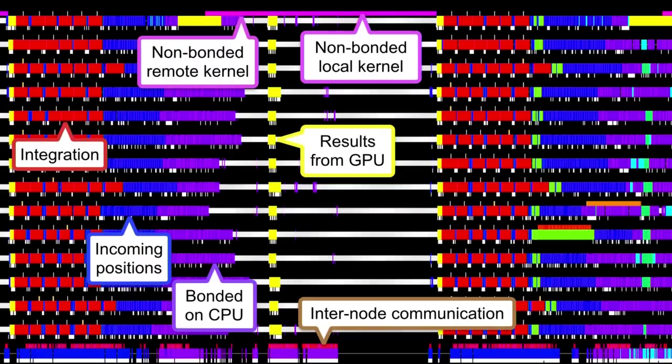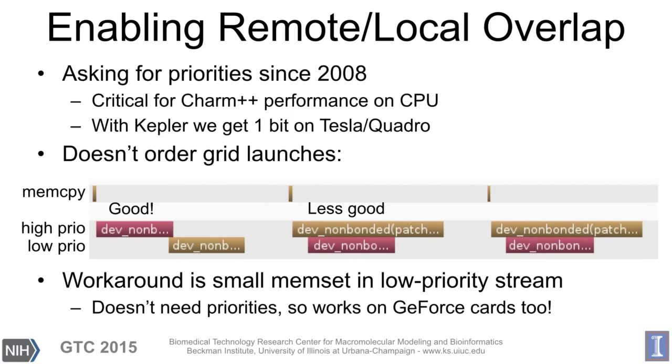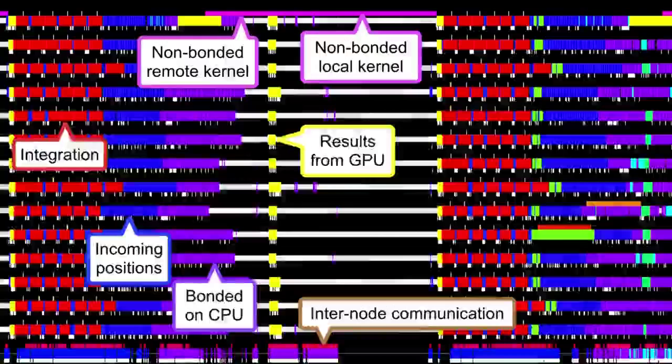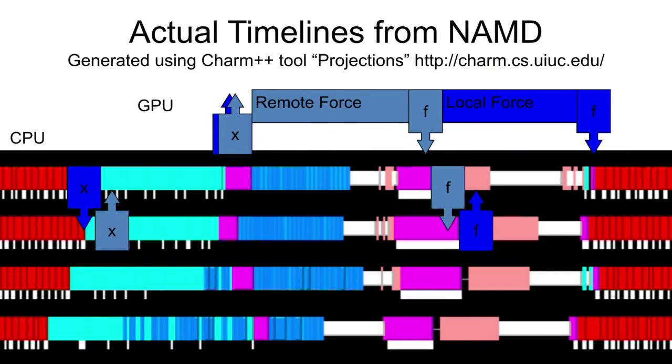The very bottom line on the graph is actually the communication thread. So it is not doing calculation. It is entirely dedicated to driving the network, sending and receiving messages from the node. Okay, so one of the little things in CUDA that was interesting is, so we want to overlap. We have the remote force kernel and the local force kernel.